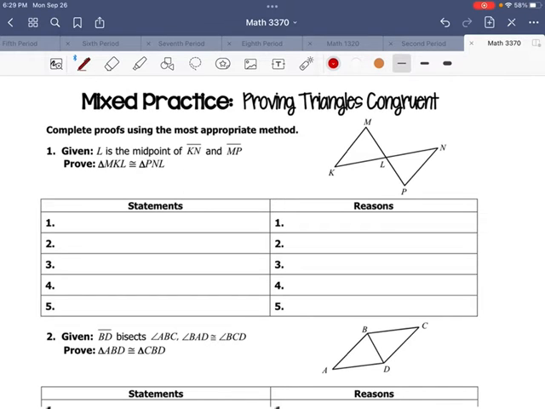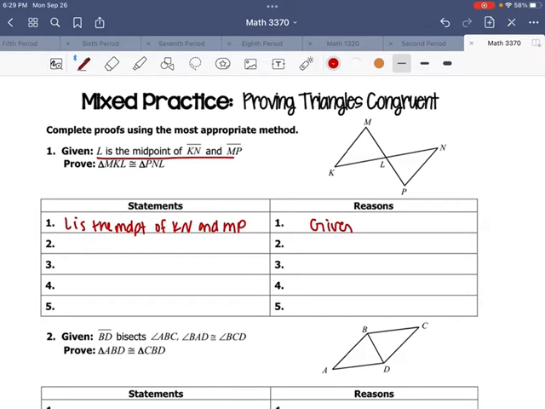So I'm given one statement on this one, so that goes in the first line. So it says L is the midpoint. I'm going to abbreviate midpoint of KN and MP. So I was given that information. So the reason that it's true is because it's given. Now, whatever you're trying to prove goes in the last box.